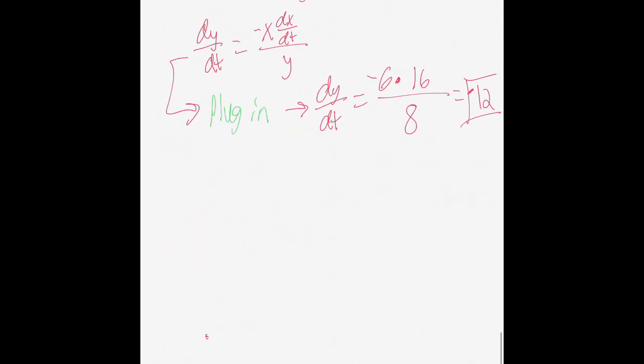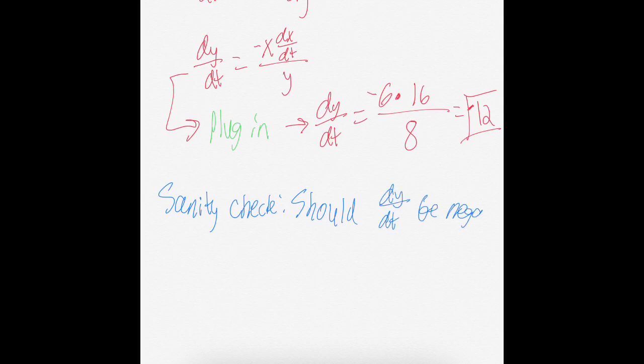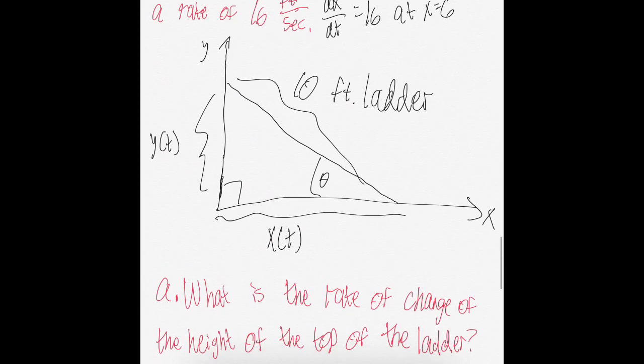Okay, and that should make sense, because the fact that it's negative makes sense, and this is another place where we can check ourselves and make sure. In mathematics, sometimes we call this a sanity check. So kind of as a sanity check, should the change in y over change in time be negative?